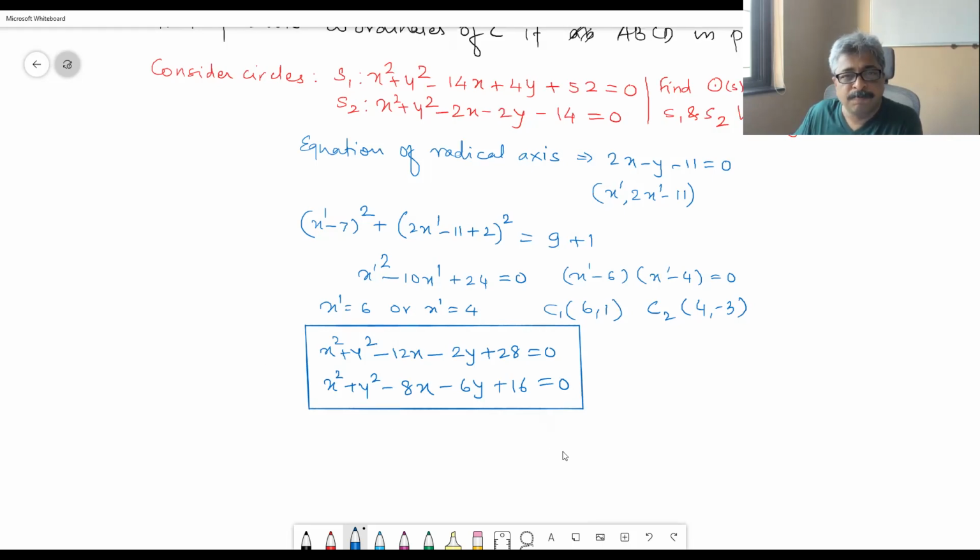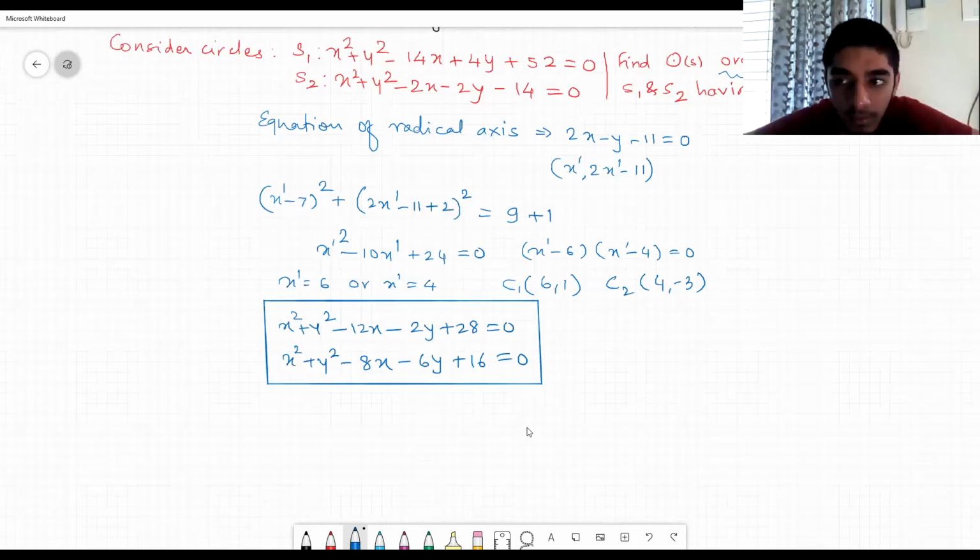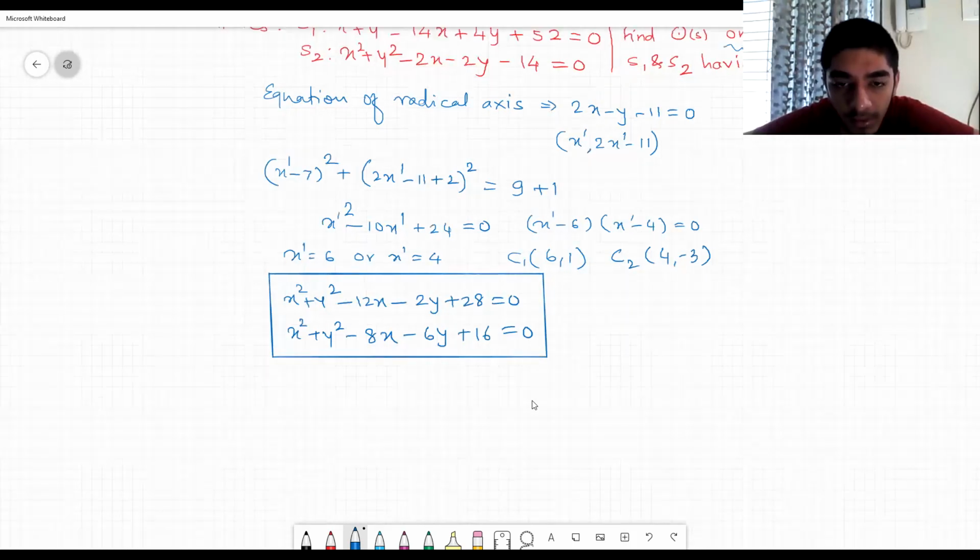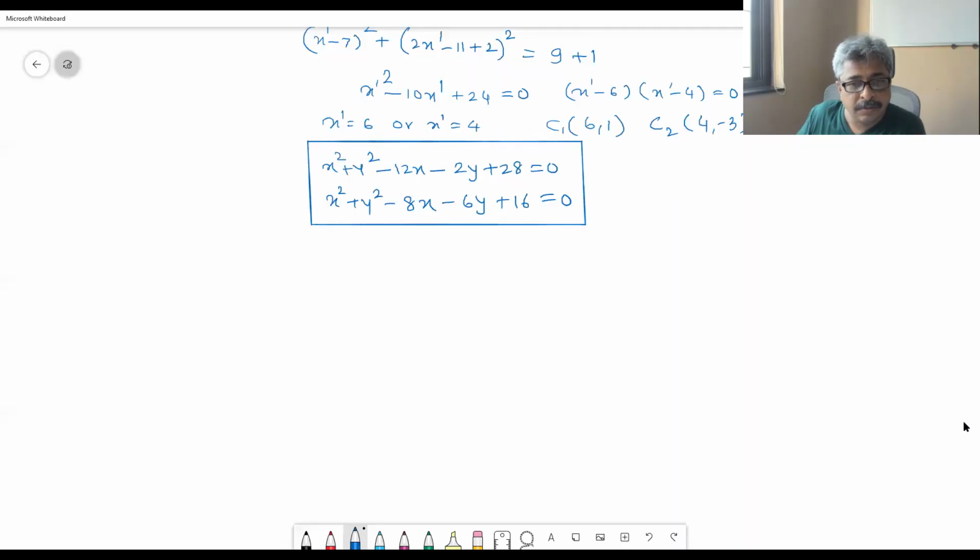Let us move now. Sir, 9 plus 1, mistake. Second equation, coefficient of y is plus. Okay. Now geometrically, you have got the procedure of constructing the radical axis.